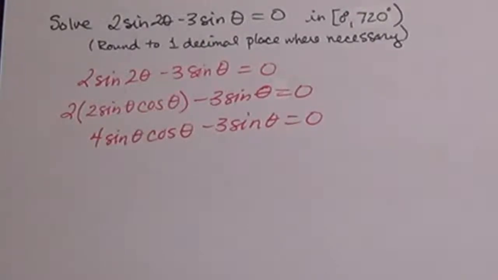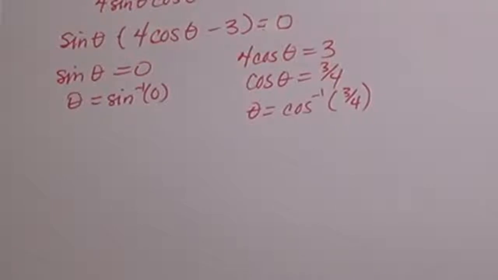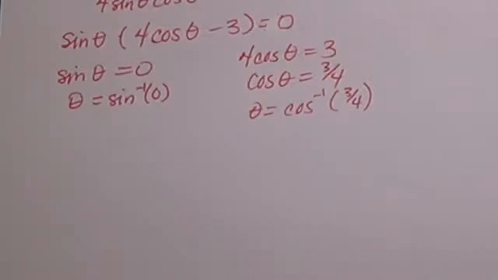Now here, because I have both sines and cosines in my function, I can factor this and try and separate these into 2 separate equations. Here I have sine theta in both terms, so I'm going to factor that out. So sine theta can equal 0, or 4 cosine theta minus 3 equals 0, and I'm going to isolate these trig functions and take the inverse trig values. So on the one side we get sine theta equals 0, or theta will equal the inverse sine of 0. And on the other we get that cosine theta is equal to 3 over 4, or theta equals the inverse cosine of 3/4.